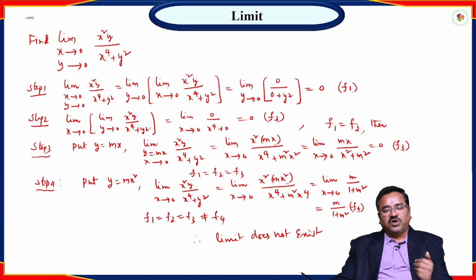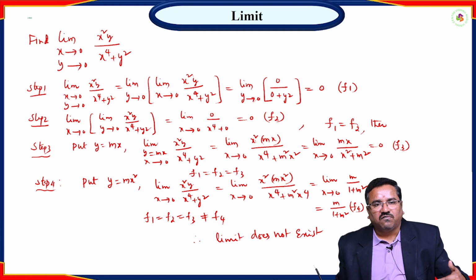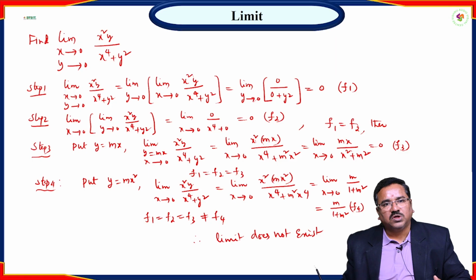If you take y is equal to mx square, y is equal to x square, y is equal to 3x square, you will get different values. So the value of the limit is not independent of the path. Therefore, the limit does not exist. This is the flow chart or working rule to do the problem.